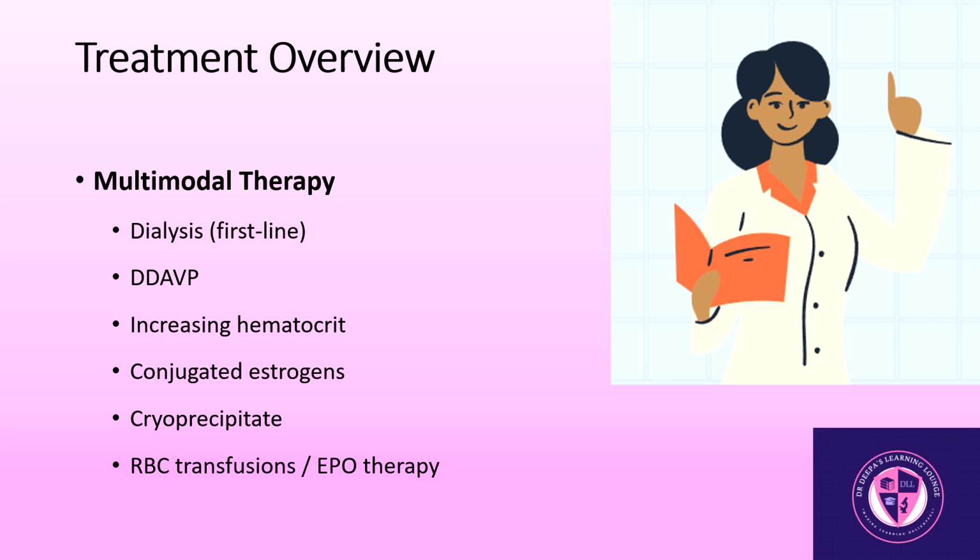A uremic bleeding requires a multimodal treatment strategy. No single therapy fully reverses the platelet dysfunction. Dialysis is the most effective overall treatment because it removes the inhibitory toxins. The remaining therapies provide a temporary benefit and are often used only peri-procedurally. Some of the examples are DDAVP, increasing hematocrit, conjugated estrogens, cryoprecipitate, RBC transfusions, or erythropoietin therapy.